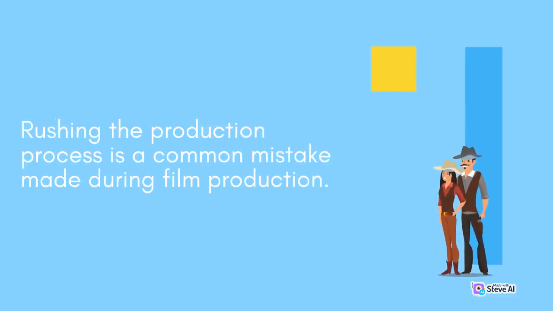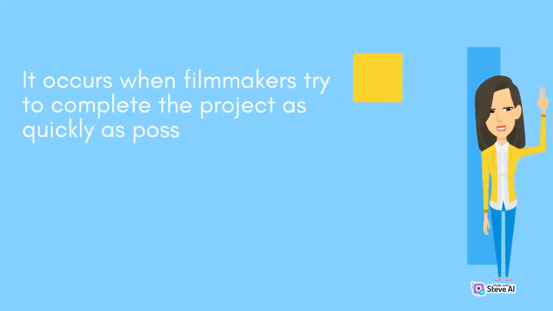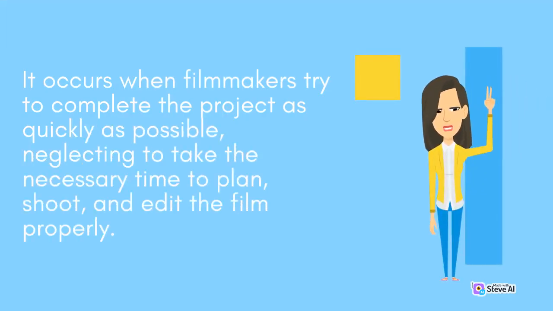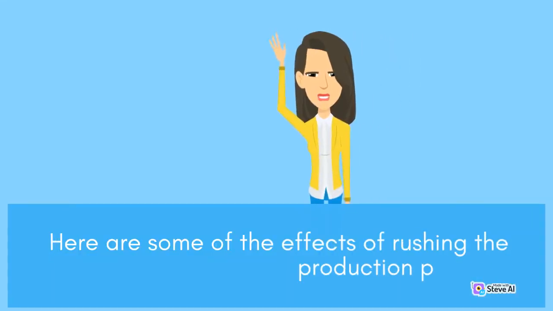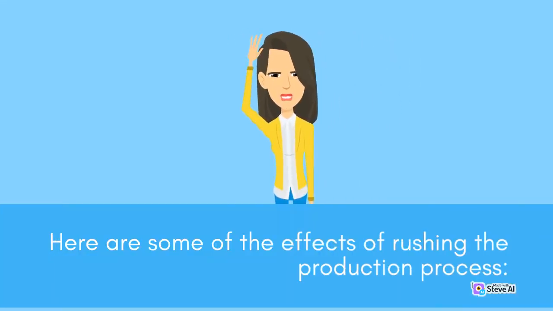Rushing the production process is a common mistake made during film production. It occurs when filmmakers try to complete the project as quickly as possible, neglecting to take the necessary time to plan, shoot, and edit the film properly. Here are some of the effects of rushing the production process.